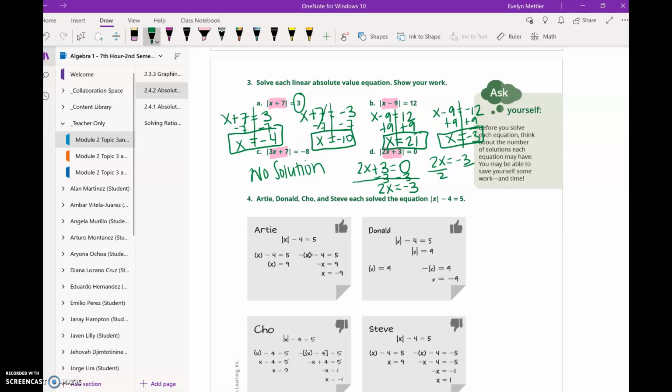And then I'm going to divide by 2. And I'm going to leave my answer as a fraction because that is okay. So when you are doing these, we're taking whatever is inside the absolute value and setting it equal to a positive version and a negative version. Okay?